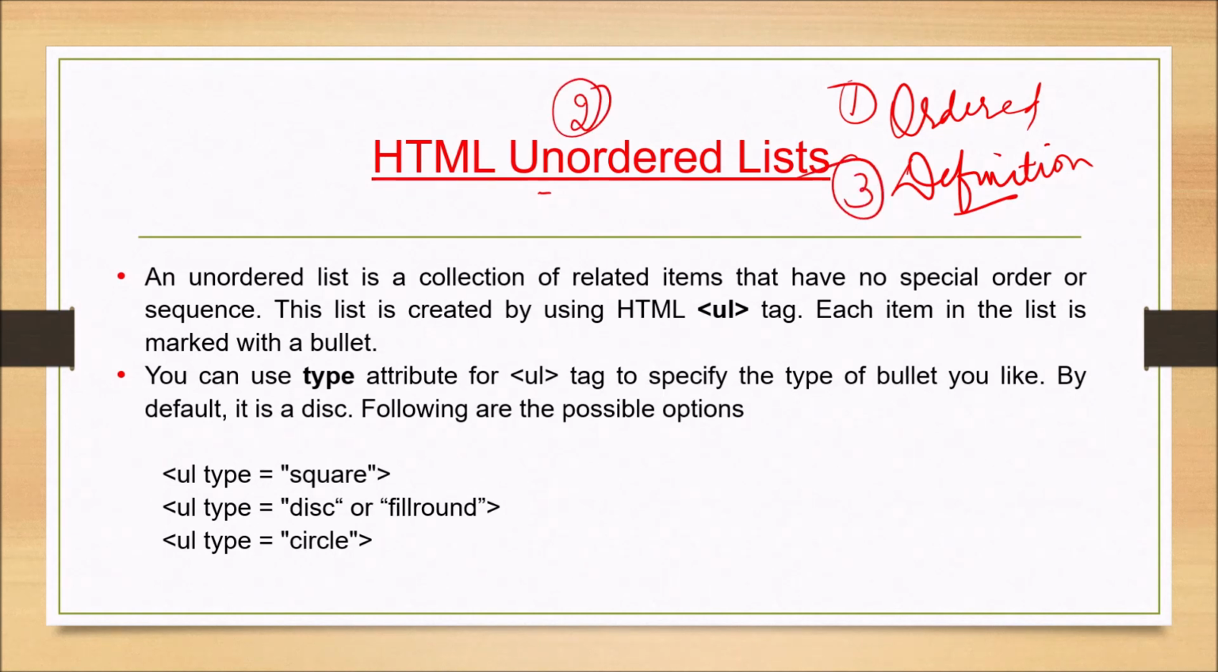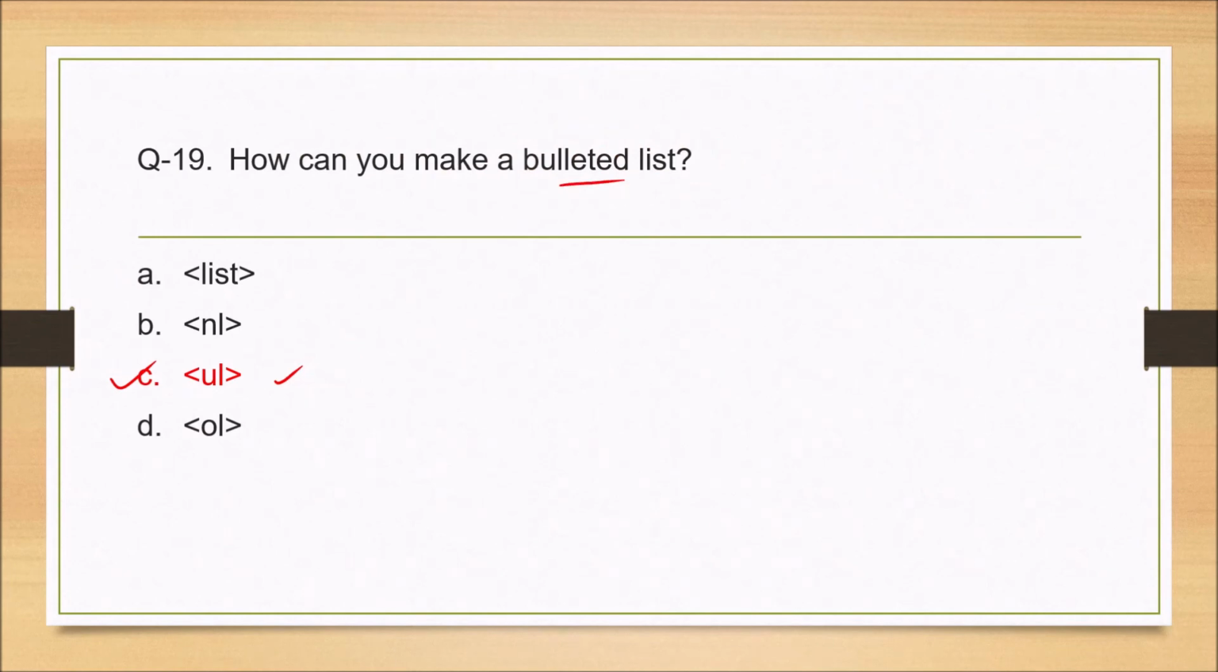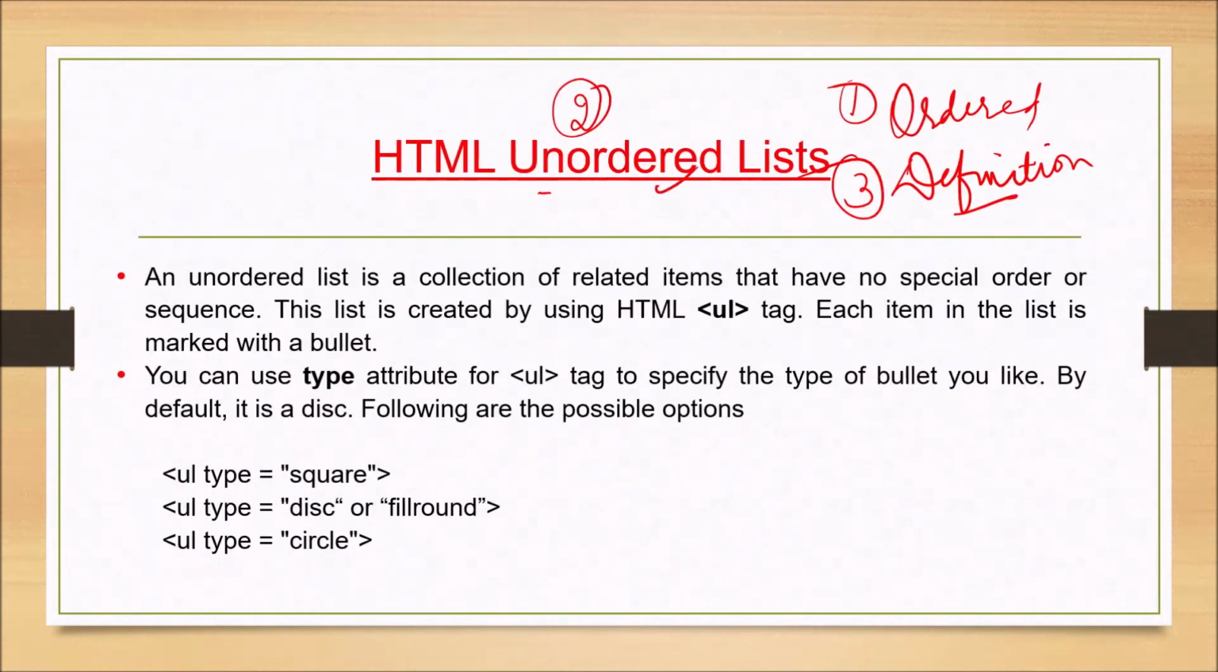So if we are talking about a bulleted list, that means it is an unordered list. An unordered list is that list in which no special order or sequence is there, and that list is created using the UL tag. In that tag, each item is marked with a bullet, like square, disc, or circle, a filled round like this, and square or circle.